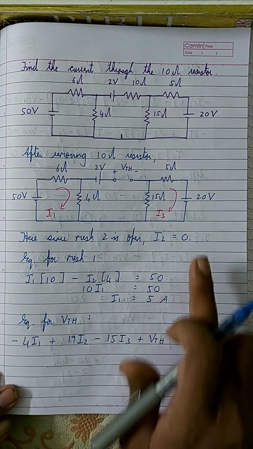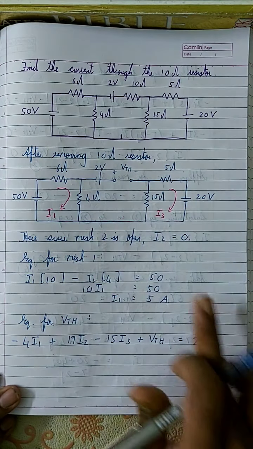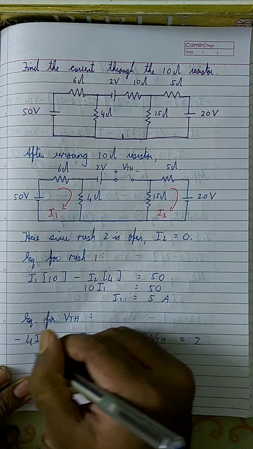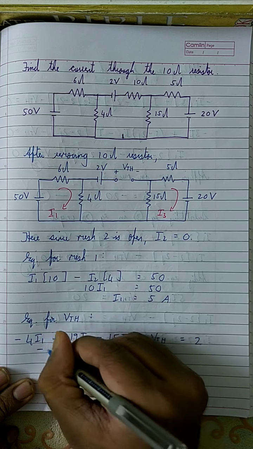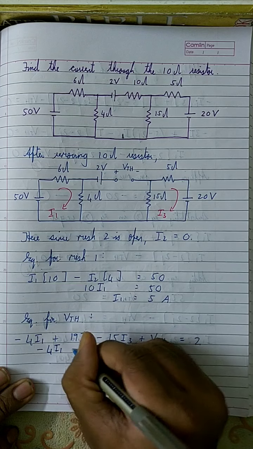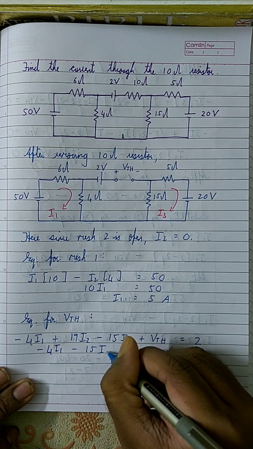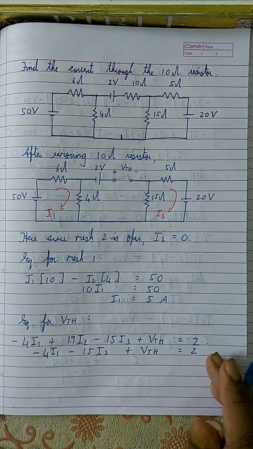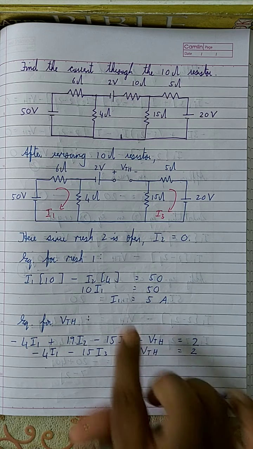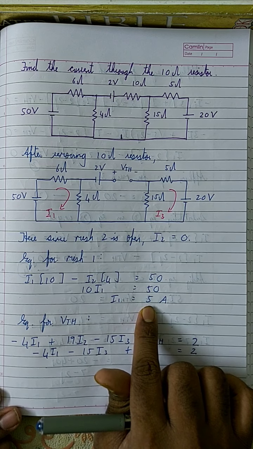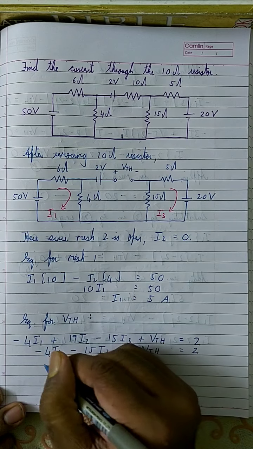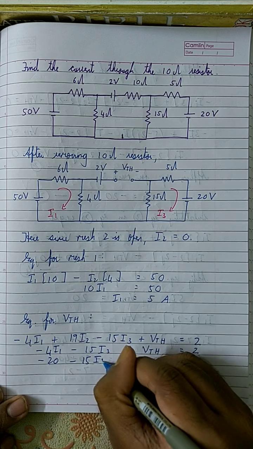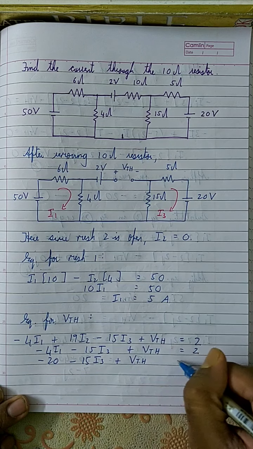But this mesh is open, so it's considered as open, therefore I2 is equal to 0. So this term will disappear, which means we have the equation as minus 4I1 minus 15I3 plus VTH is equal to 2. There you have it. Now we already know the value of I1. We already found that, right? It is 5, which means this is minus 20. So minus 20 minus 15I3 plus VTH is equal to 2.